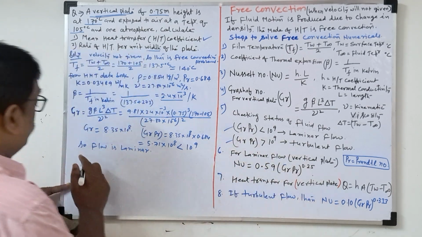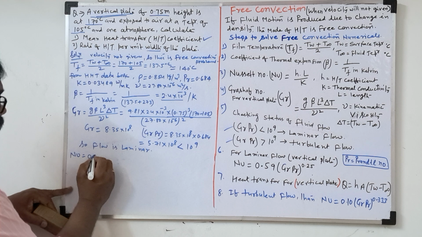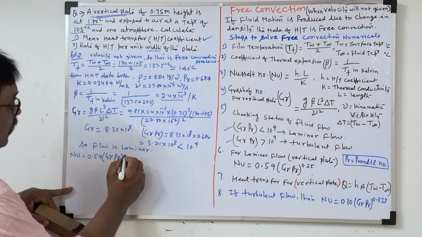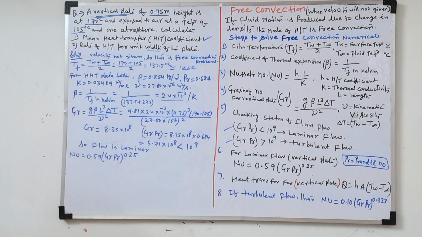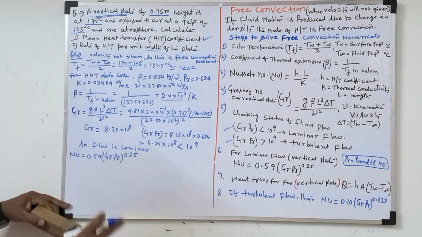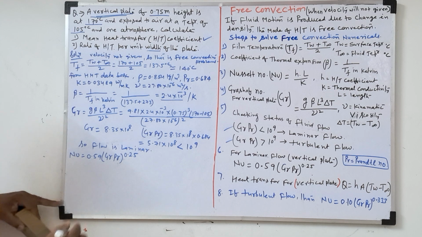This is the Nusselt number. For laminar flow, the Nusselt number will be 0.59 times Grashof number times Prandtl number, power 0.25. This will be there in the data book. Approximately you will see page number 144, 143, 142. The page number will be according to the edition of the HMT data book.